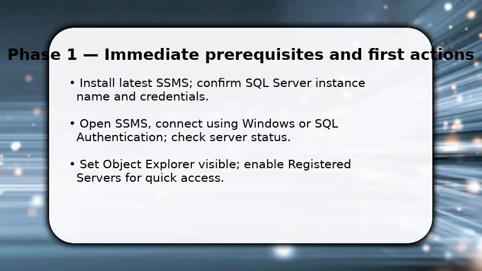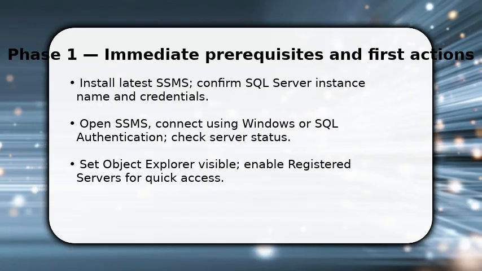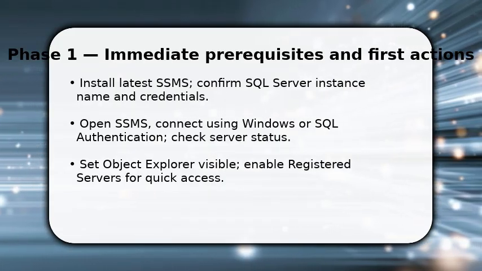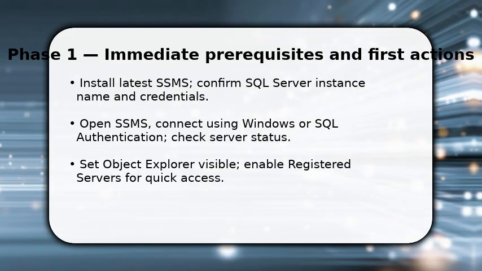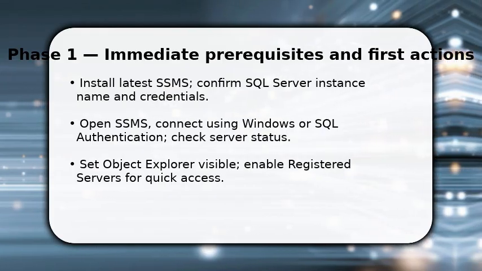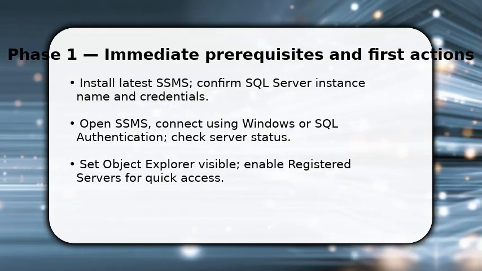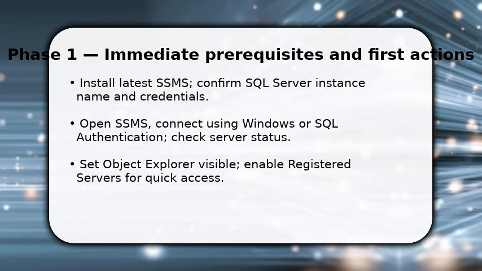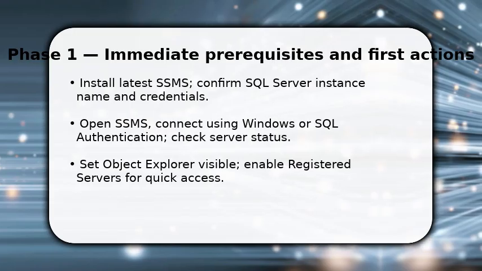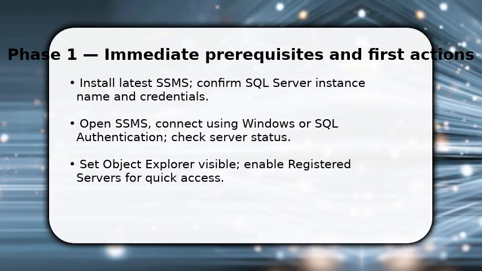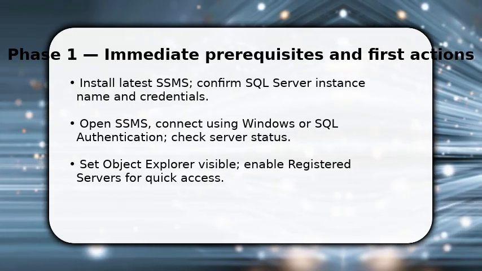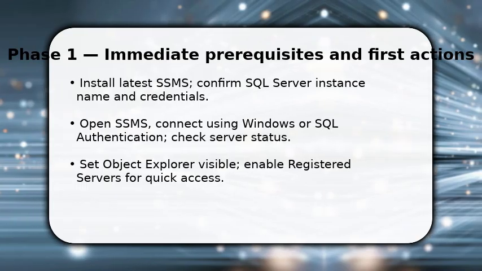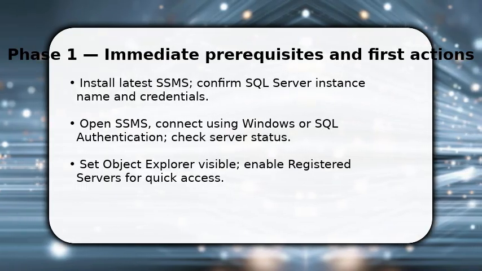You start by confirming prerequisites: installed SSMS, reachable SQL Server, and valid credentials. Open SSMS and connect now. Choose Windows or SQL authentication depending on your environment. Once connected, ensure Object Explorer is visible so you can navigate databases quickly. Make sure Registered Servers is enabled to save connections you use often. This gets you from zero to ready.